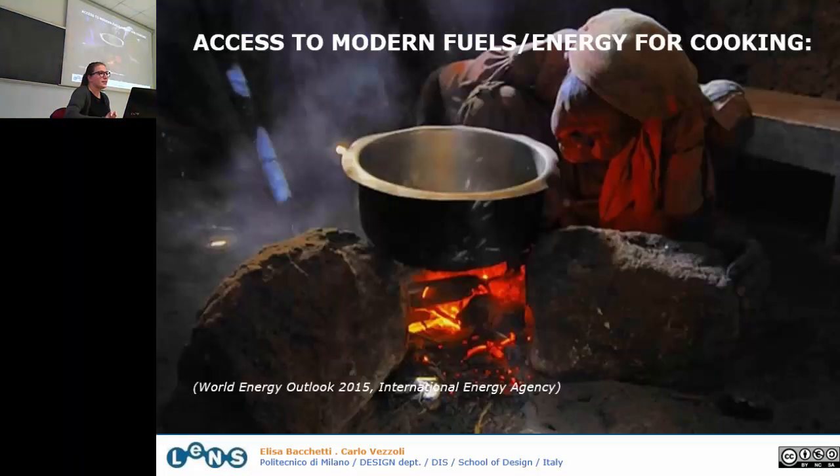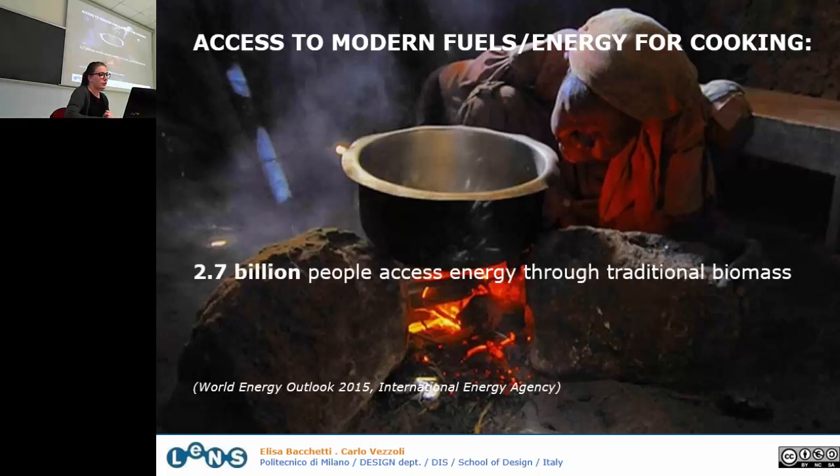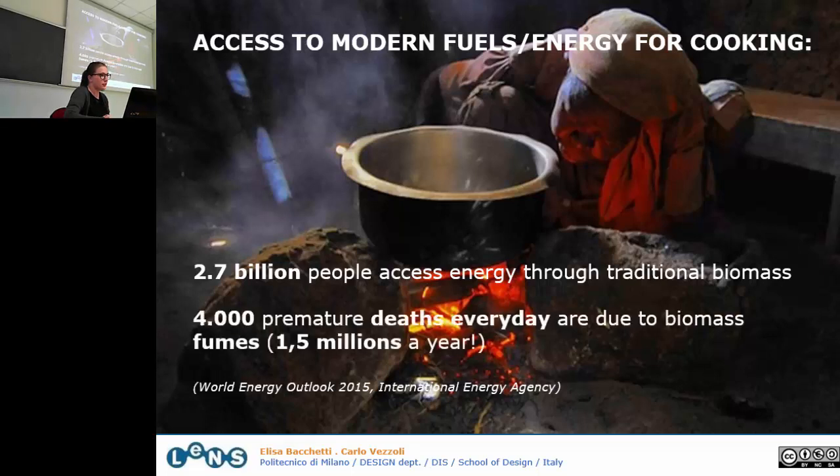Just to give you a dimension, 1 person out of 3 doesn't have access to energy. And this is not just about electricity in the strict sense, but it also means energy for cooking. For example, 2.7 billion people access energy through traditional biomass. More than being uncomfortable, it is killing 4,000 people every day because of the fumes. So we have even these kinds of problems. It's not just about the impossibility of accessing services, but even the impossibility of having a safe life.